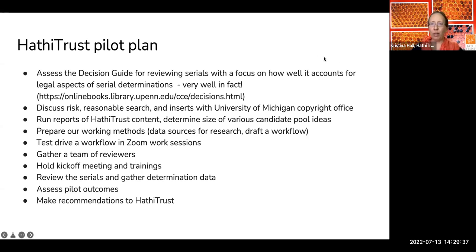I lead the copyright review program for HathiTrust, which has been made up of up to 50 people active at any time. They are just people who are contributing their time from our member libraries, doing copyright review. And we steward a broad collection in HathiTrust of serials, contributed by you all, by our membership.